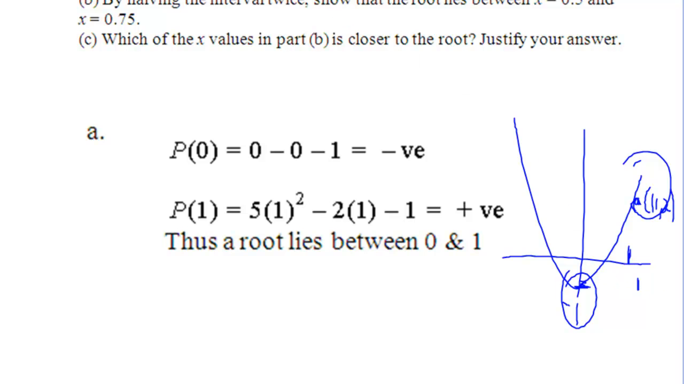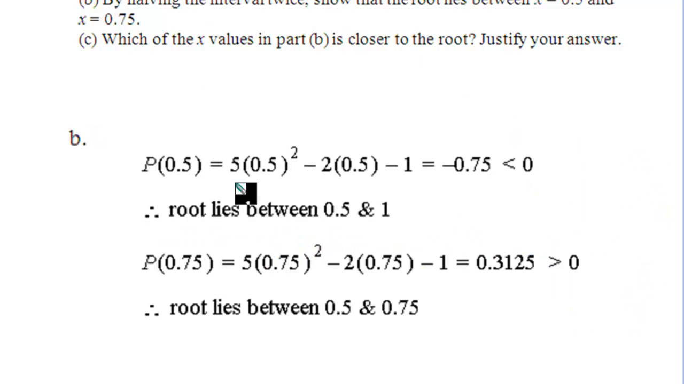For the next one, we want to halve the interval twice. So we take the midpoint of 0 and 1, which is a half, sub that in, and we get it being negative. So that means then that we had the root at 0 being negative.